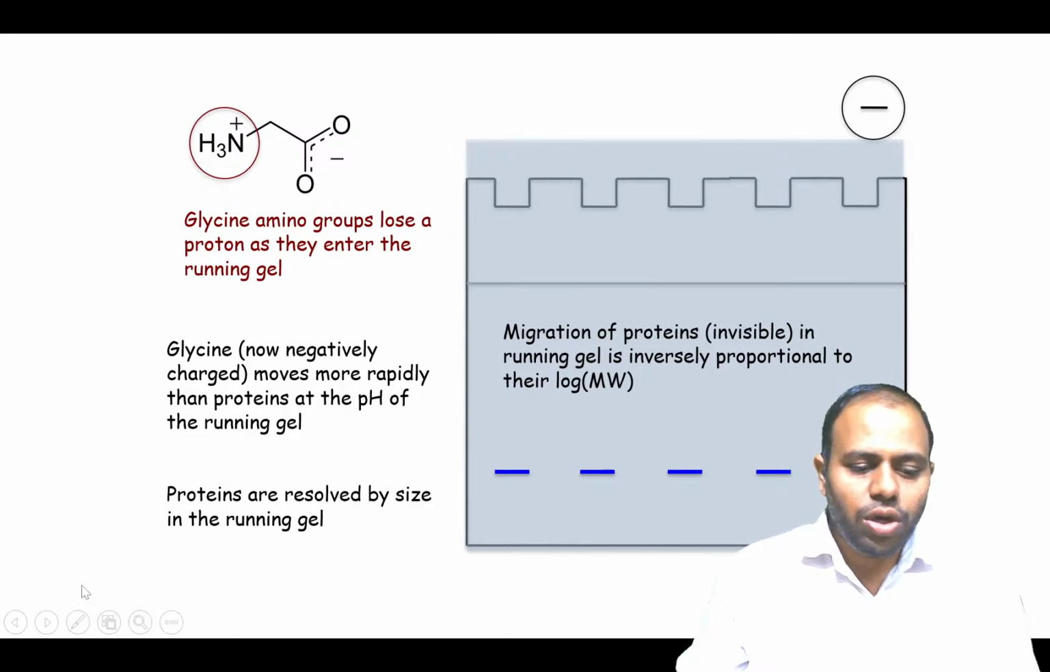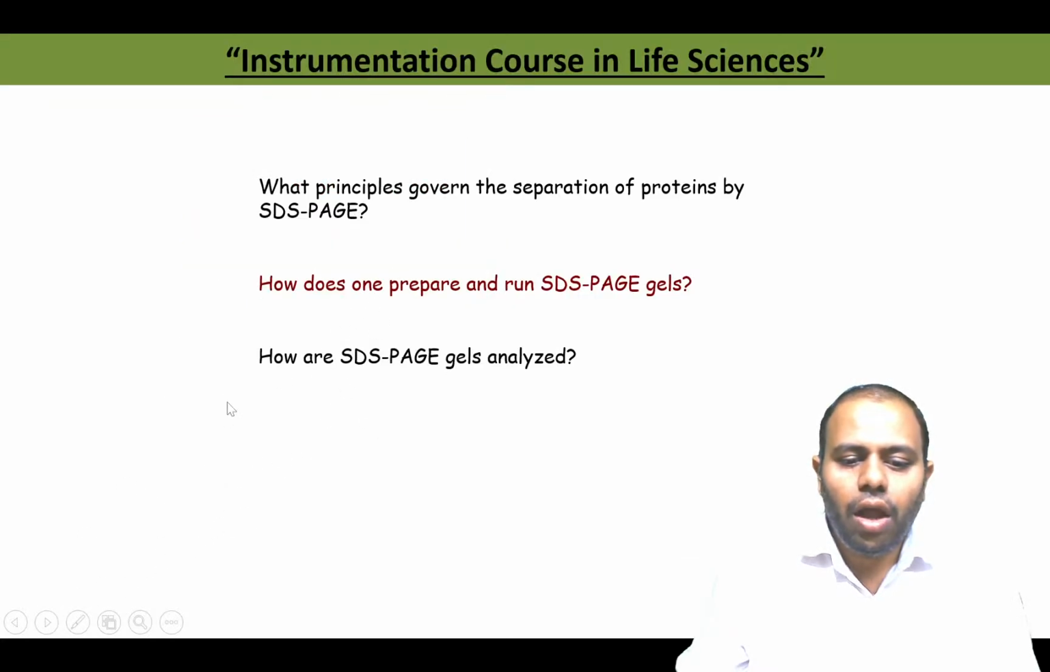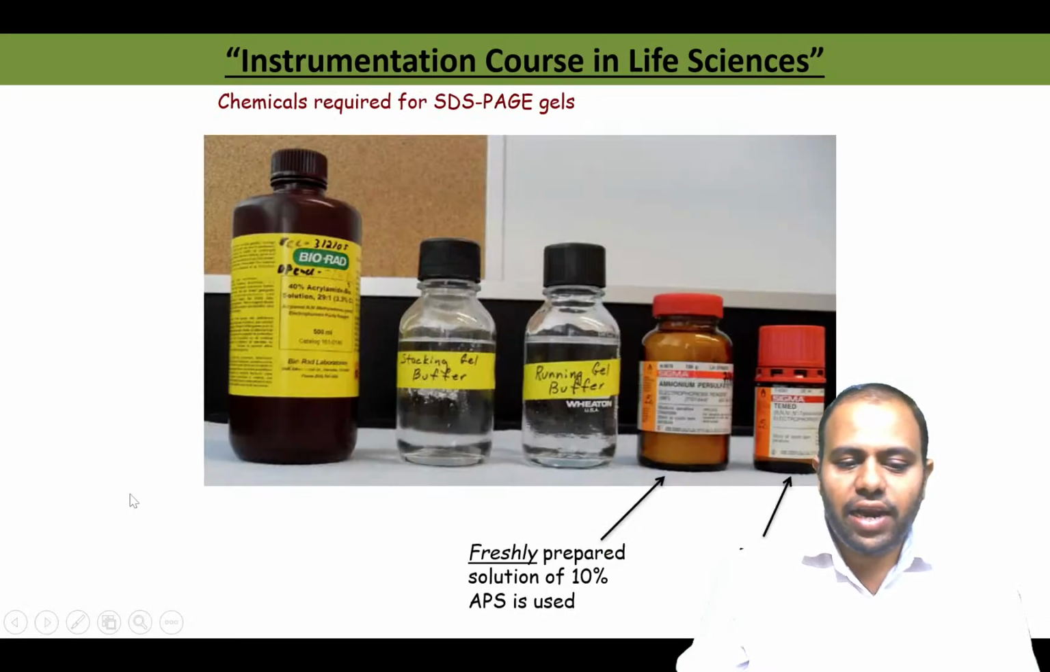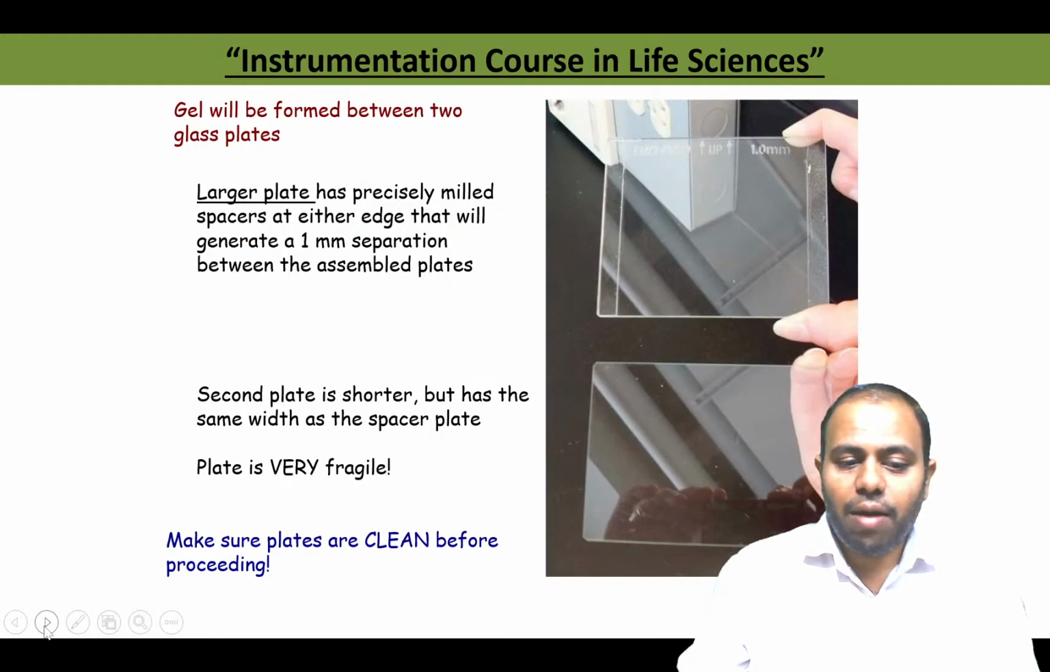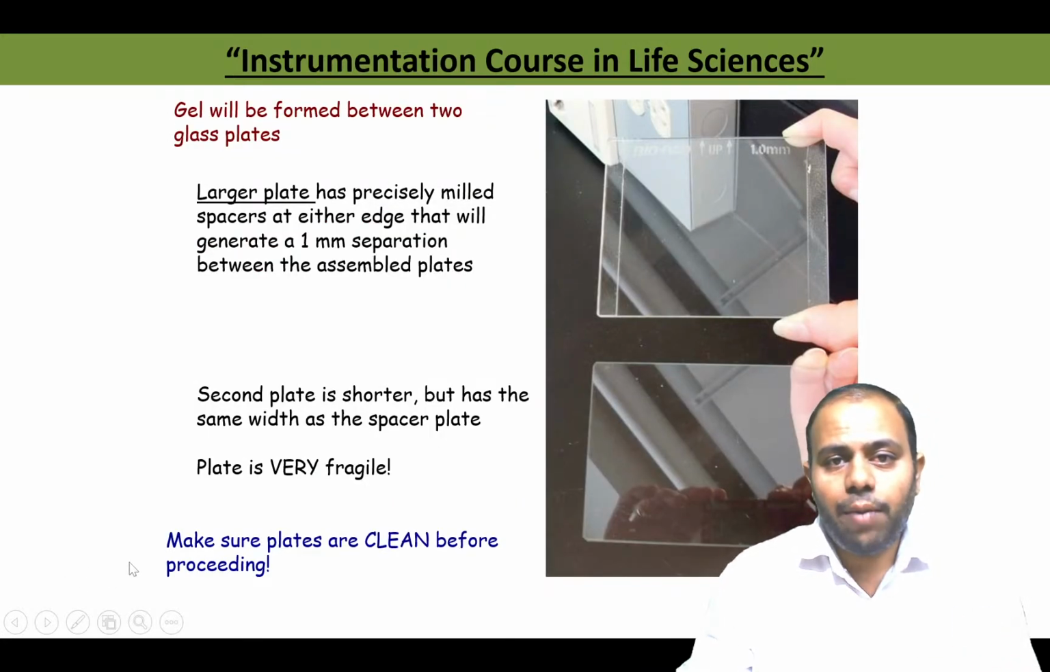Okay, so now how is this gel prepared? You can see different solutions are first prepared, that is stacking gel buffer, then separating gel buffer. Okay, then ammonium persulfate and TEMED are there. If you do not have APS and TEMED, I'll tell you one more alternative way. Then also you can polymerize the gel. Okay, how you can do it, I'll tell you.